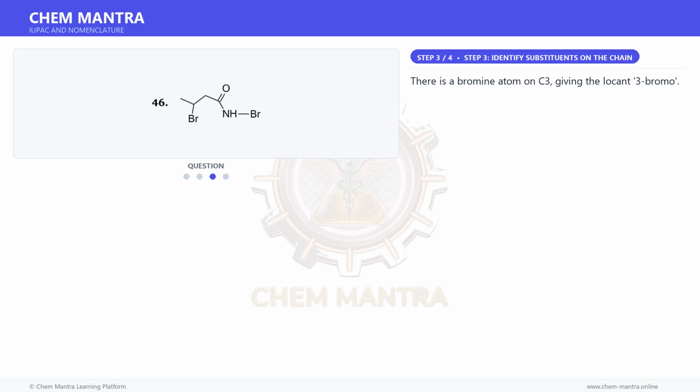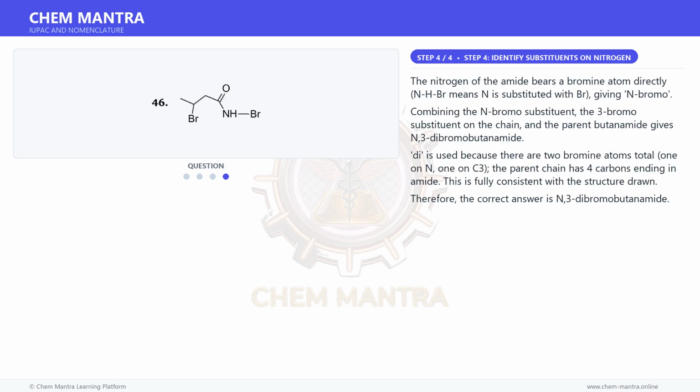There is a bromine atom on C3 giving the locant 3-bromo. And for the final step, the nitrogen of the amide bears a bromine atom directly. NHBr means N is substituted with Br, giving N-bromo.